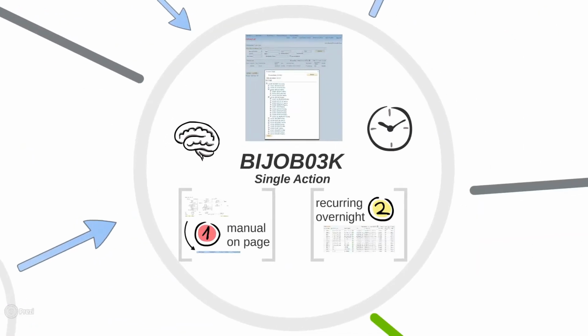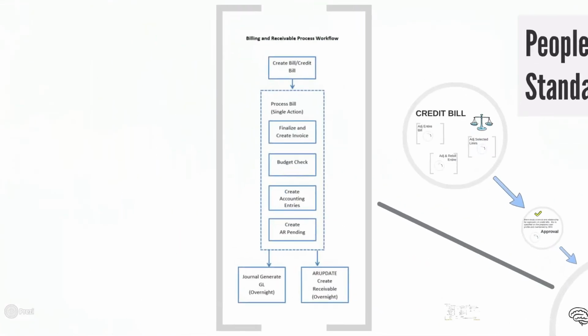Now, there are two ways that this bill can be processed through the system. One, we can manually run the process on the page we're at. Or second, we could leave it in ready status and allow the overnight processes to handle that work for us. Either way, whatever option we choose, this is the workflow for it.